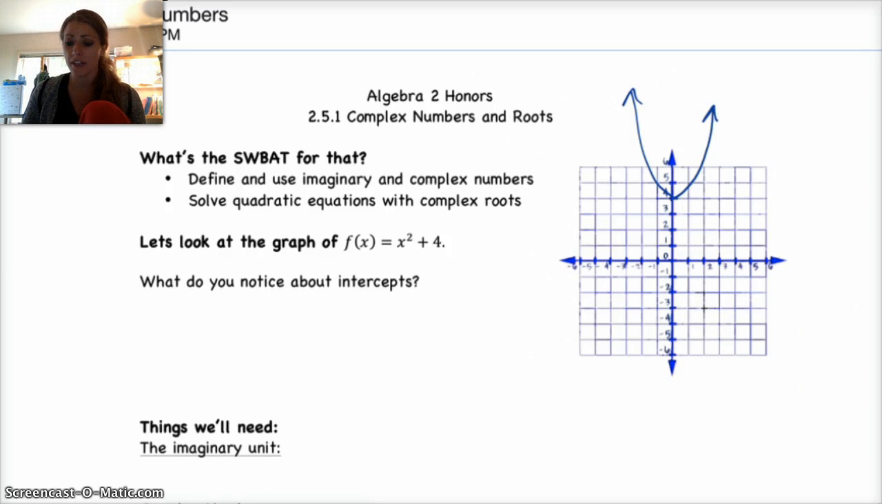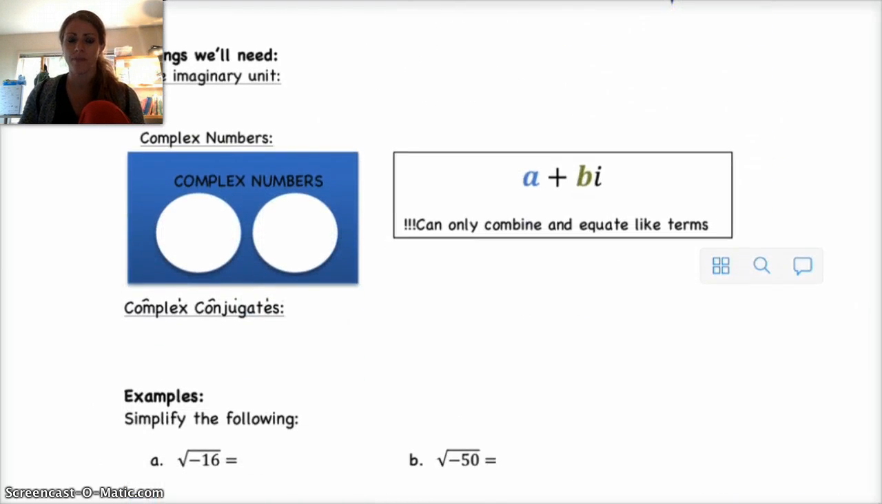So, things that we're going to need. The imaginary unit, okay? And the imaginary unit is i, a little lowercase i. Basically it's a shorthand. It just represents the number square root of -1.